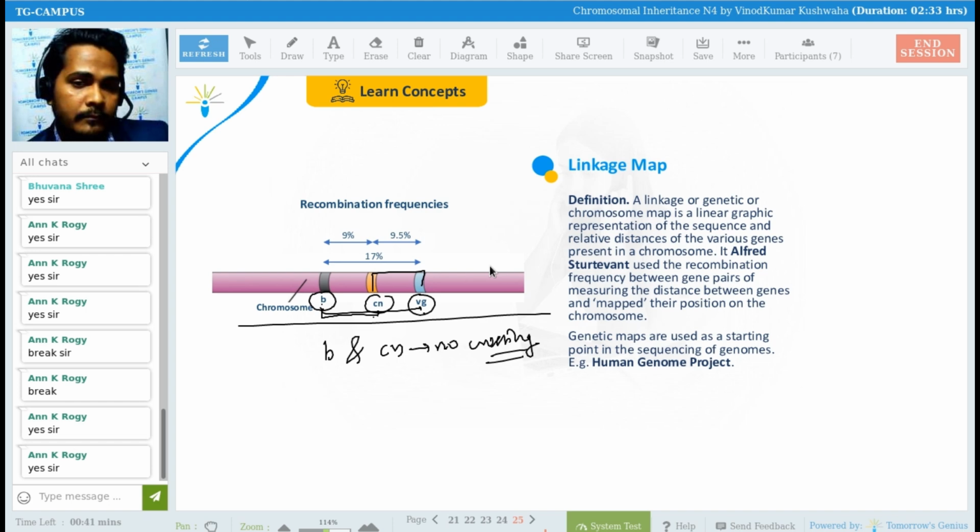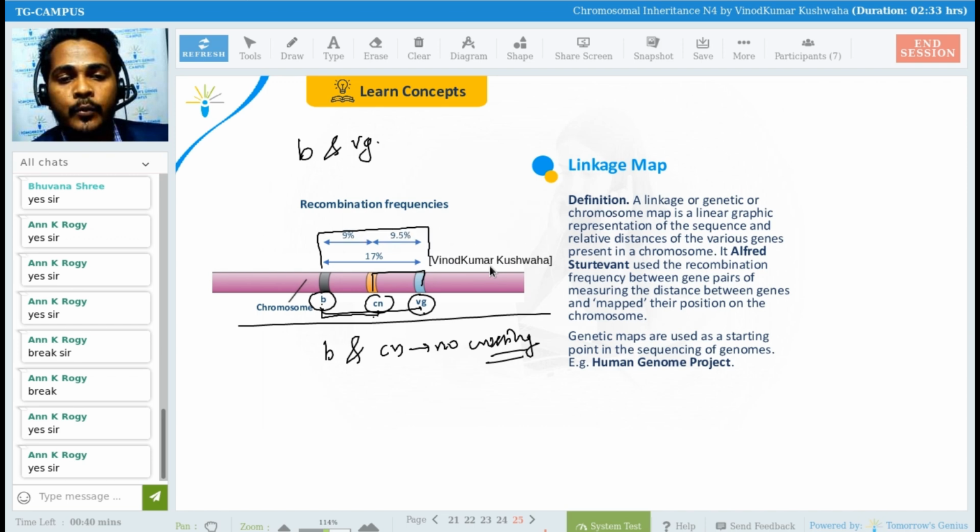Simply, on the other hand, we can say that if two genes have the maximum distance between them on the chromosome, they will have the maximum percentage of crossing over, or recombination. Suppose between B and VG, you can see in these two genes the distance is too far, so there is a maximum percentage of recombination.